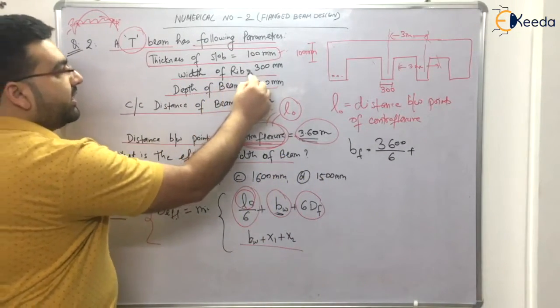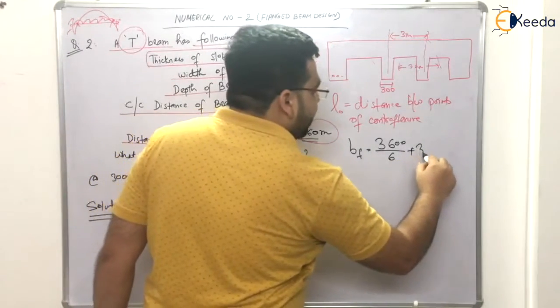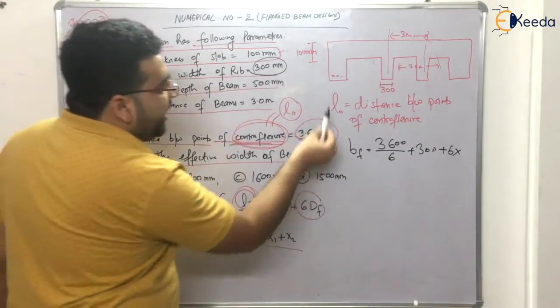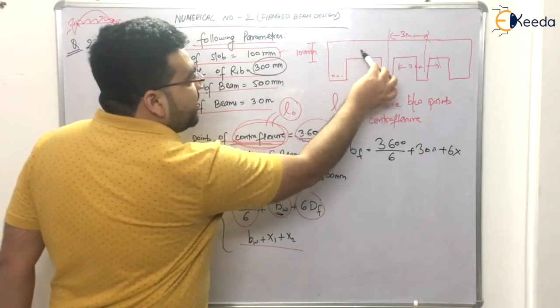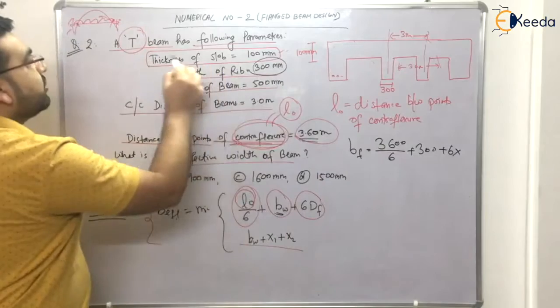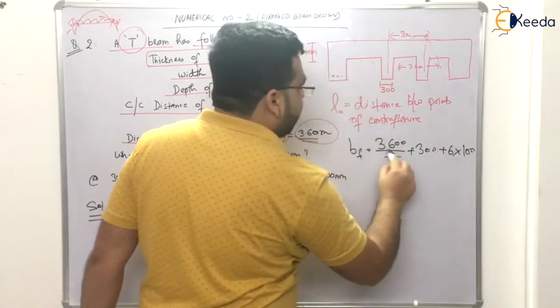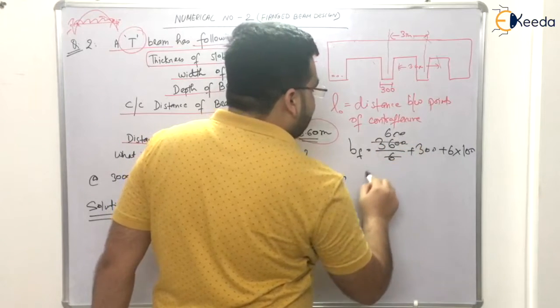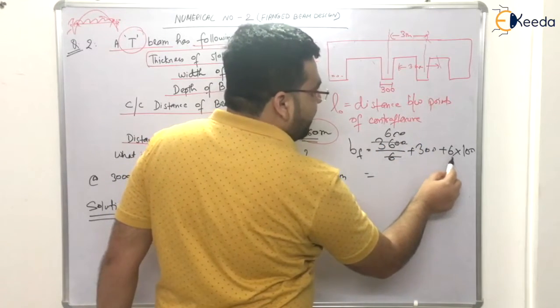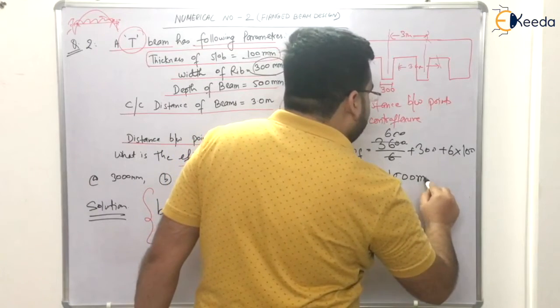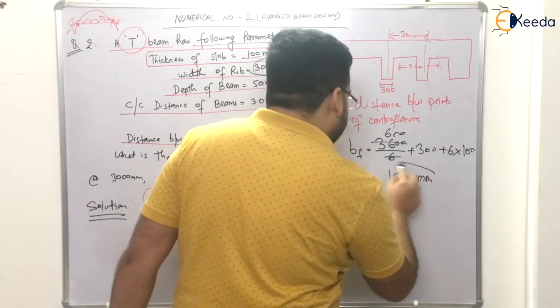that is 300 mm, right? 300 mm plus 6 times the depth of the flange. Here you can see the depth of the flange is actually the depth of the slab, right? So 6 into 100, how much is it coming? That is 600 plus 300, 900, and 900 and 600, that is 1500. 1500 mm. So this is one answer.